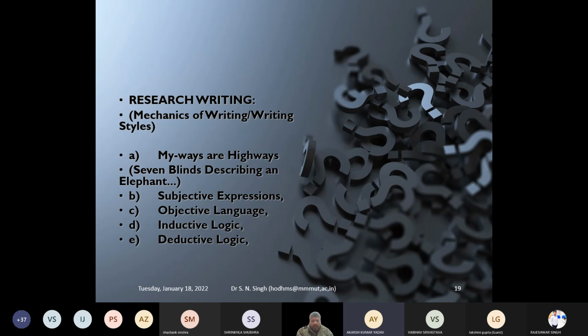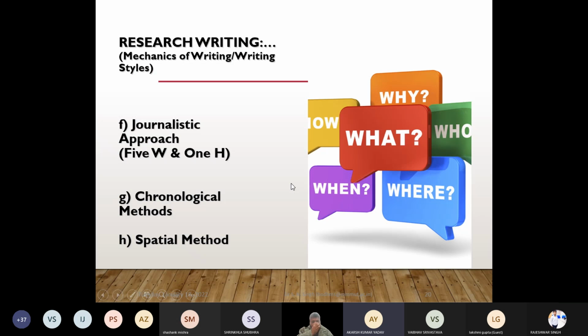Clear? There are certain other methods of writing, and let us talk about that. So there is another method of writing, that is the journalistic approach. What is the journalistic approach? The journalistic approach talks of 5W1H: what, why, who, where, when, and how, 1H. So if your writing is answering these, you start a new method of writing.